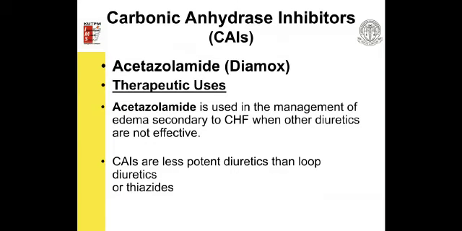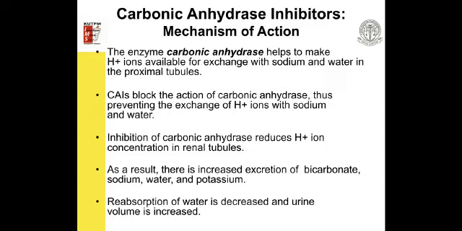So, having had the basics of diuretics, now we go into the drugs causing diuresis. Acetazolamide, Diamox, is used in the management of edema secondary to congestive heart failure when other diuretics are not effective. Carbonic anhydrase inhibitors are less potent diuretics than loop diuretics or thiazides. They block the action of the enzyme carbonic anhydrase, which makes hydrogen ions available for exchange with sodium and water. As a result, they increase excretion of bicarbonate, sodium, water, and renal potassium. The reabsorption of water is decreased and urine volume increased.